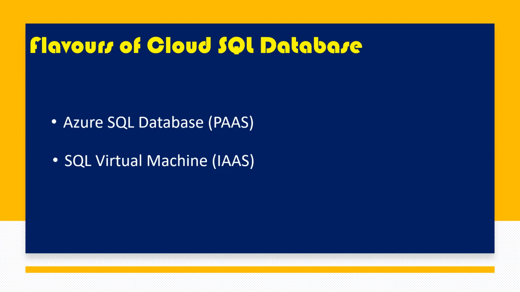Or else, if you want to use your existing license, then you use a virtual machine only, and you have to install the SQL software. So you create a virtual machine which will support your SQL Server, and then you can install your database. It's called IaaS, infrastructure as a service. So two flavors are there.